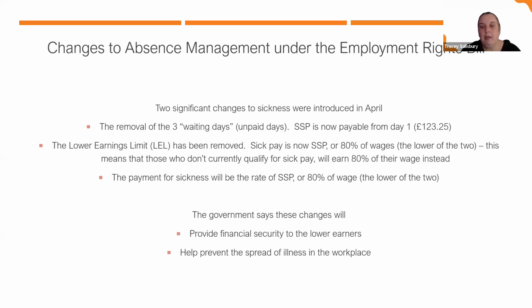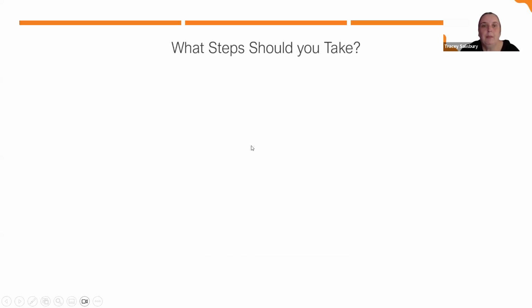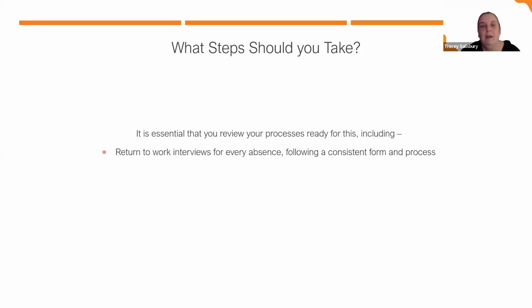We're in a position in the country, obviously, cost of living is increasing and people need to go to work. And it's felt that at the moment, the lower earners, who are the people who previously wouldn't have got any sick pay, perhaps were those who were under greater pressure to go in, therefore spreading illness at work. So that's the aims of the sickness changes under the Employment Rights Bill. Now, what steps can you take as a company? So we've talked about reviewing your processes ready for it. Like I say, in reality, it came in last week. So hopefully these reviews have happened, but if they haven't, there's still time.